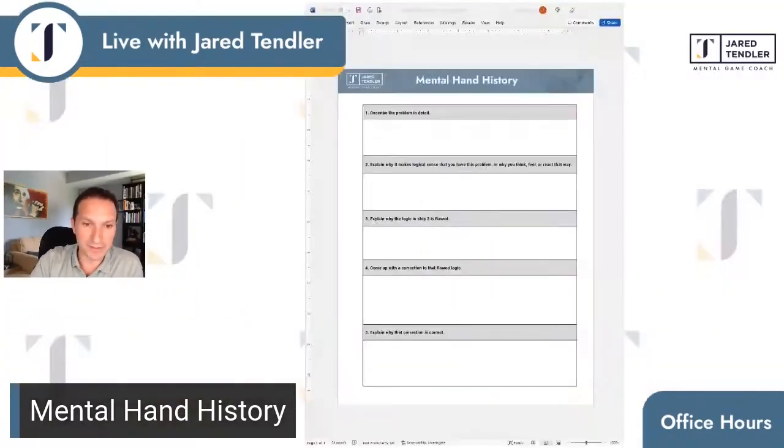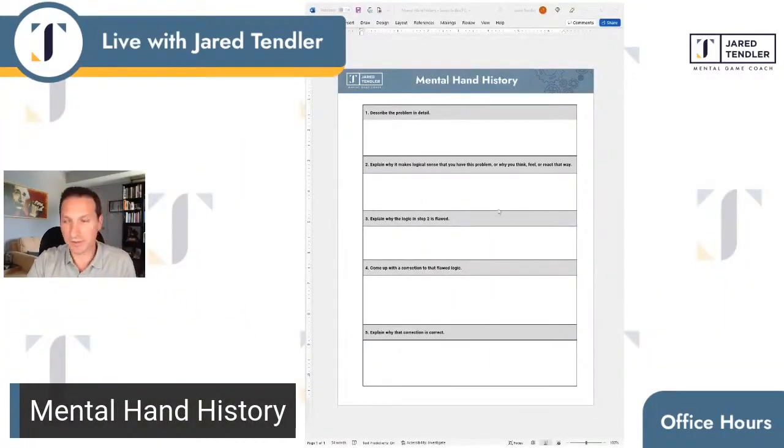But really what the mental hand history is all about is taking what poker players were doing, which was handing hand histories, right? Where it's just a pure record of the hand, all the details, stack sizes, betting action, and actually the cards, and sending it to coaches to review. And I wanted to create something similar to that for poker players. And so the mental hand history was created. And so this is what it is.